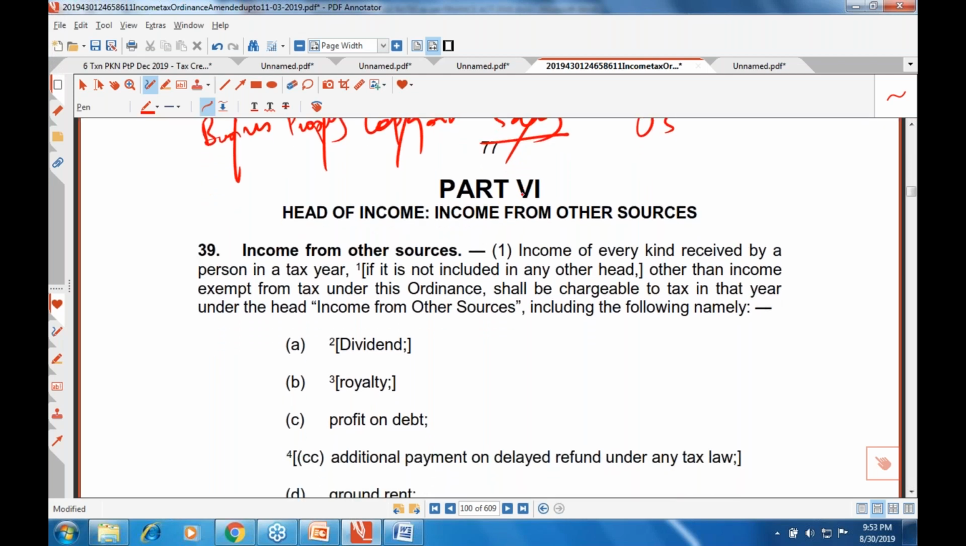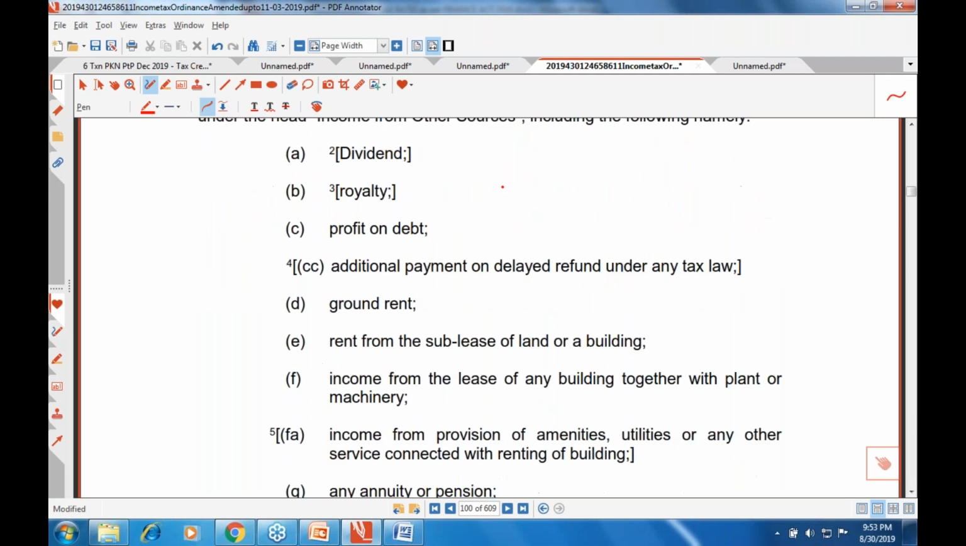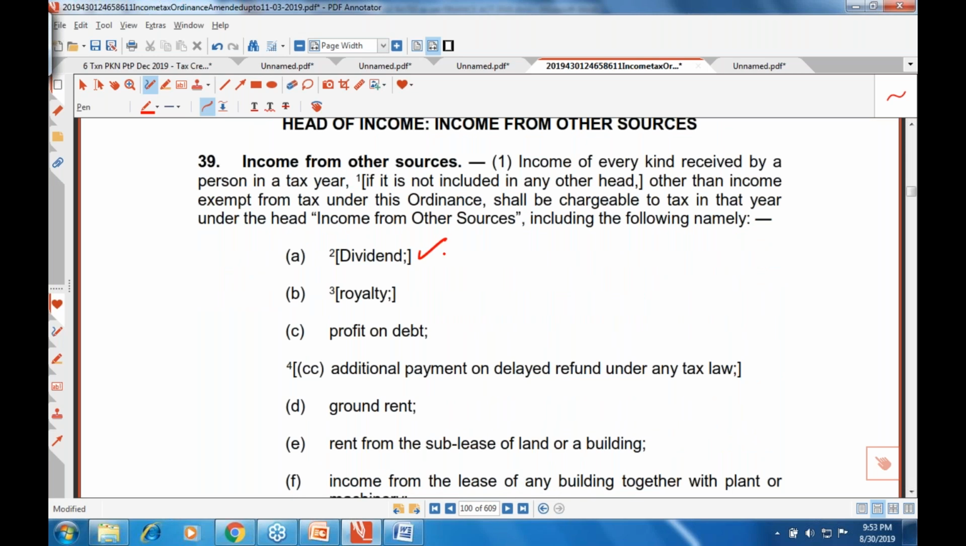Now, when we talk about income from other source, the important concept is what are the definitions and what are the examples of income from other source. Let's try to understand. So it says dividend. Whatever dividend that you get, it's income from other source.